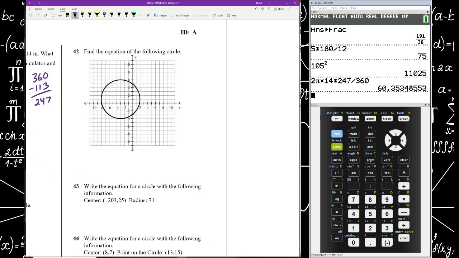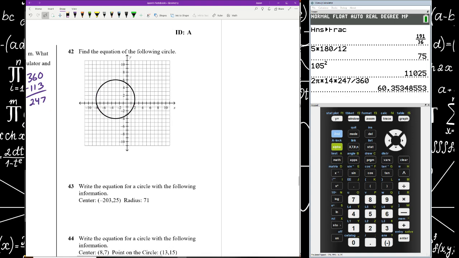Moving on to 42. We need to find the equation of the following circle. The formula for the equation of a circle is (x minus h) squared plus (y minus k) squared equals r squared. (h, k) is the center of our circle, and r is the radius. So we need to figure out where the center is. You can do that by looking at it. Left 3, up 1: negative 3, positive 1.